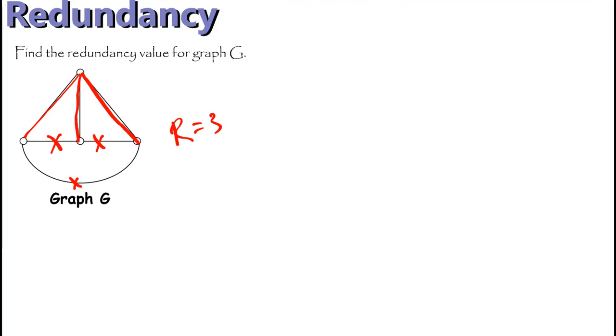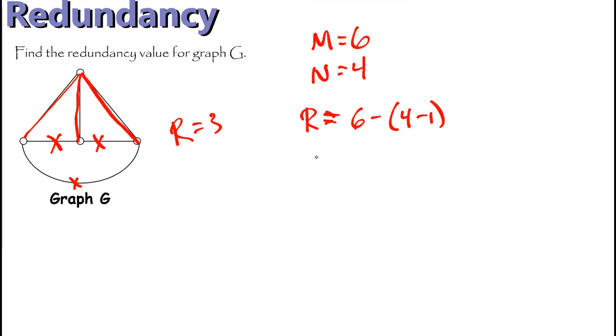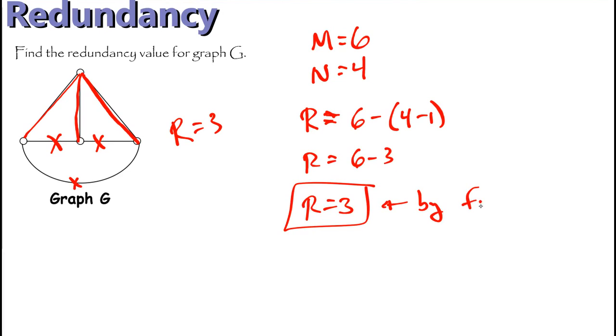That was doing it visually. If I use the formula, there was a total of 6 edges. There's a total of 4 vertices, and R is 6 minus parentheses 4 minus 1. R is 6 minus 3. R is 3. So this is by formula, and this we solved graphically.